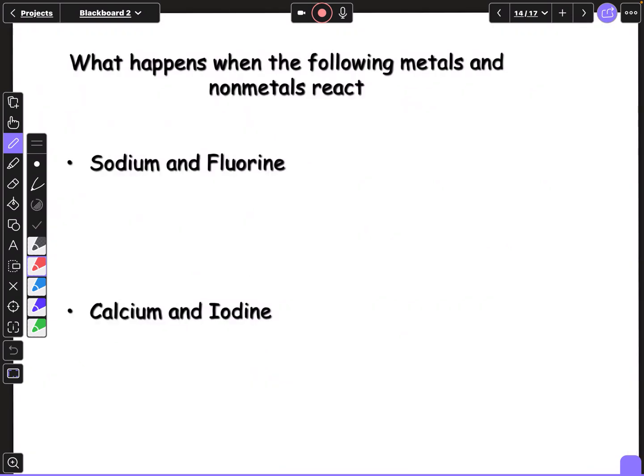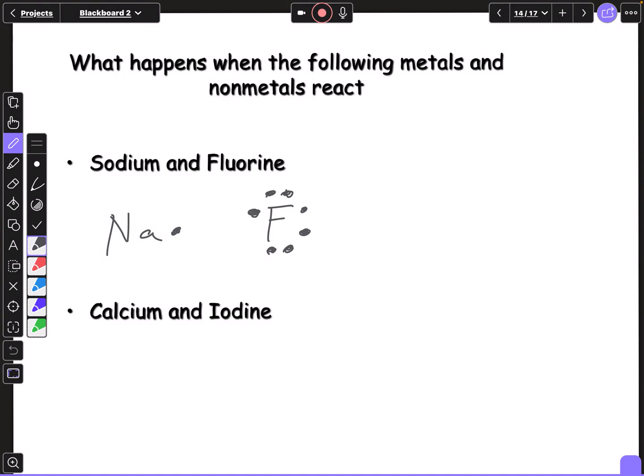Now, what happens when the following metals and nonmetals react? To show you this example, I'm going to show you a long way of figuring out the formula. All right, remember we talked about Lewis dot structures. If you have Na, its Lewis dot structure, it's in group 1 or 1A, it has one valence electron. Fluorine is in group 7A. It would have 7 valence electrons.